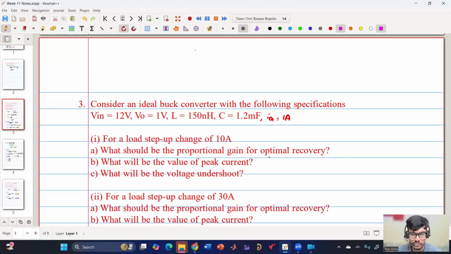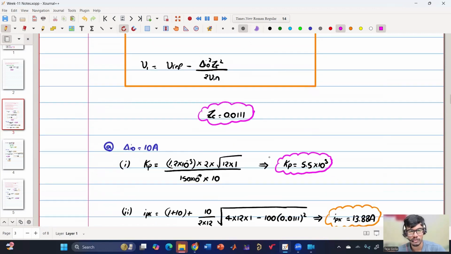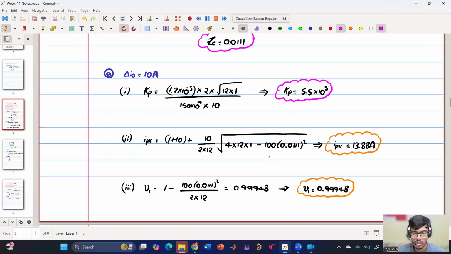And in the first part, we have considered it is already at steady state of 1 ampere, and then there is a load step change of 10 amperes, and then how the gains are turning out to be, and we have written down the expressions and we have calculated Kp as well as I peak as well as V1. So these are the values that we have gotten for the first part where delta I naught is 10 amperes.